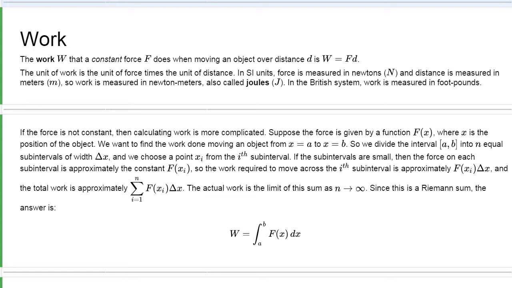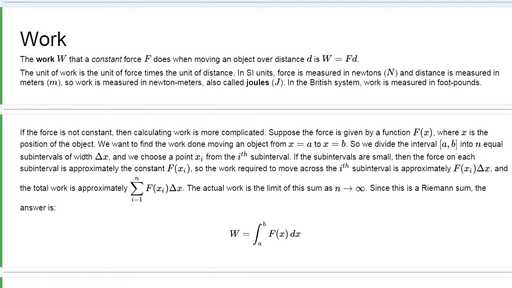If we choose a point x sub i from the ith subinterval, then we're going to take capital F of x sub i as an approximation for the force on that subinterval. So we're going to treat the force as constant on each of these small subintervals. And in that case, the work is force times distance. The force is F of x sub i, and the distance is delta x, the width of the interval. It's an approximation because the force is probably not exactly constant, but if the interval is small enough, it's probably a good approximation. To get the total work done, we add up those approximations for all the intervals, and of course, to make the approximation better, we increase the number of subintervals.